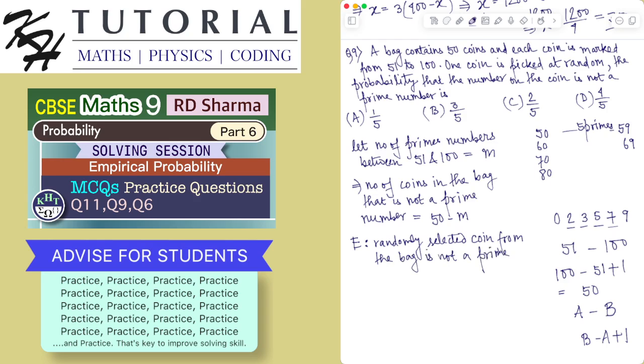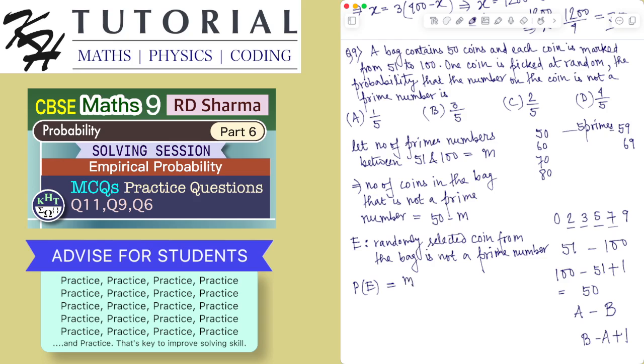So the randomly selected coin from the bag is not a prime number. Let this event be named E. So we have to find the probability of E. What is the frequency? If you consider these 50 coins to be 50 trials, then in how many trials do we see it is favorable to the event E? That is, we are using the empirical formula.